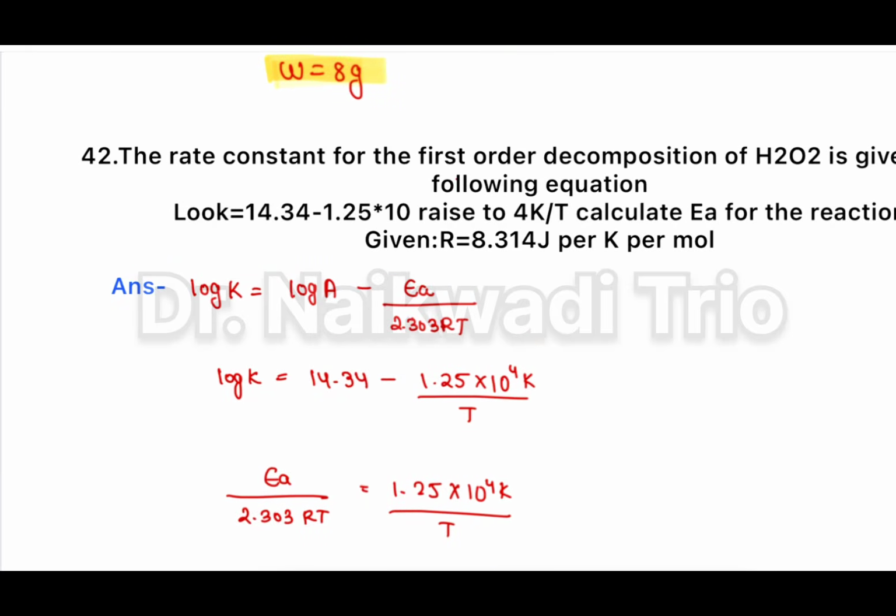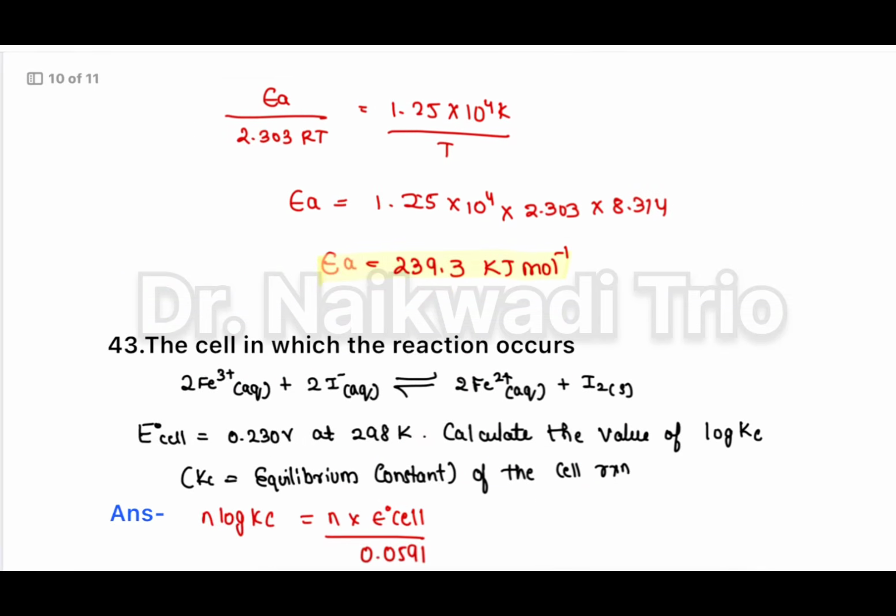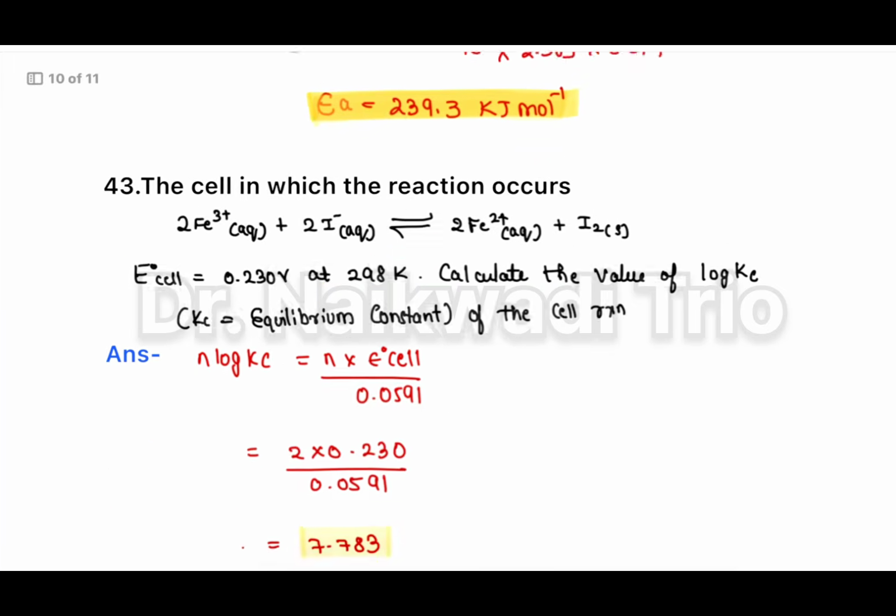Now question 42: the rate constant for the first order reaction of H2O2 is given by the following equation. Here log K is given as 14.34 minus 1.25 into 10 raised to 4 K by T. Calculate the Ea for the reaction. The R value is mentioned already. So you just have to apply this formula, that is log K is equal to log A minus Ea divided by 2.303 RT. Now substitute all the values and finally we will get 239.3 kilojoule per mole.